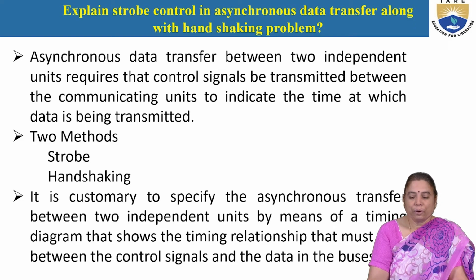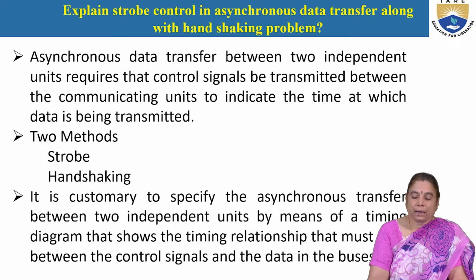Explain strobe control in asynchronous data transfer along with the handshaking problem. There are two types of data transfer generally involved: one is synchronous, the second one is asynchronous. If two units are involved in the communication and the source and the destination use the same clock for the communication, then that is referred to as synchronous.